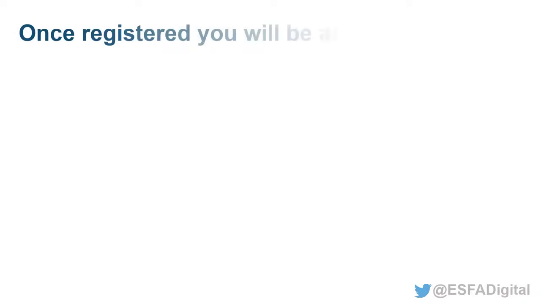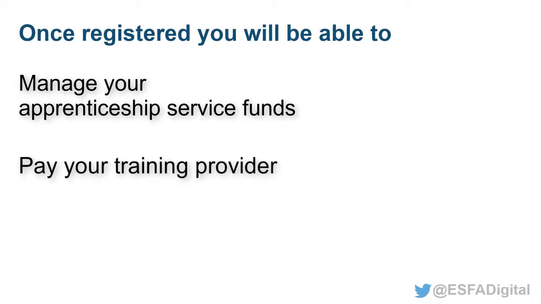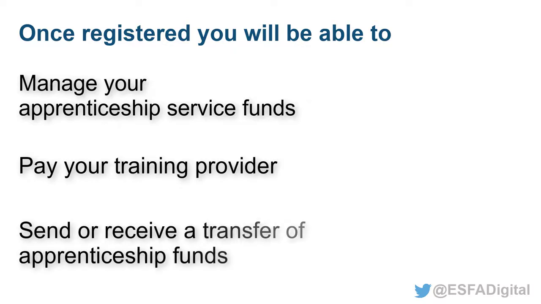Once you have registered, you will be able to manage your apprenticeship funds and pay your chosen training provider. You will also be able to send a transfer of apprenticeship funds if your organisation pays the apprenticeship levy or receive a transfer from a levy-paying employer.